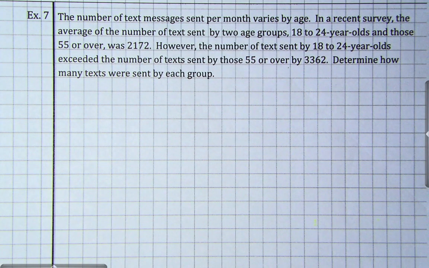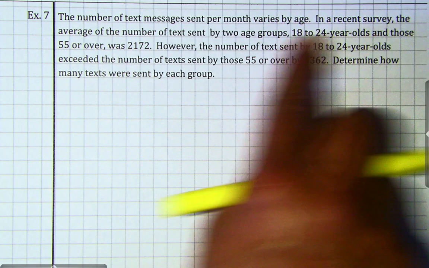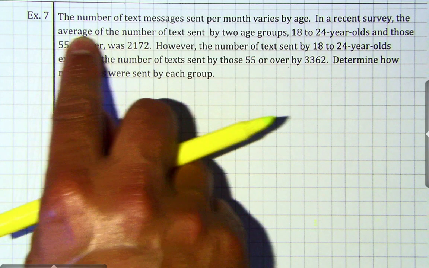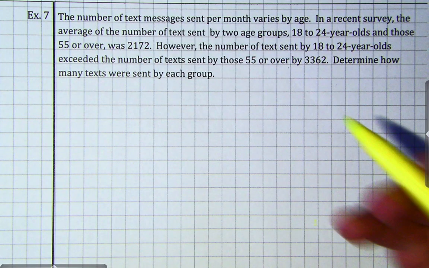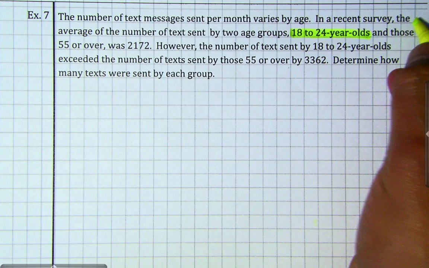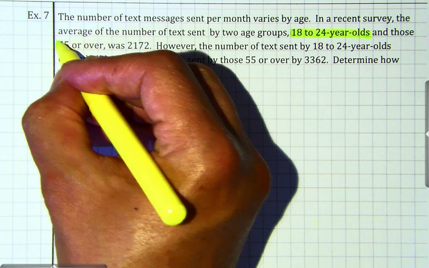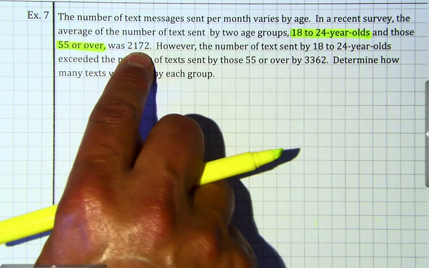So it says, you got it? The number of text messages sent per month varies by age. In a recent survey, the average of the number of texts sent by two age groups. So we have two age groups. The first one is from 18 to 24 years old, and those that are 25 and older. So the average was 2172.